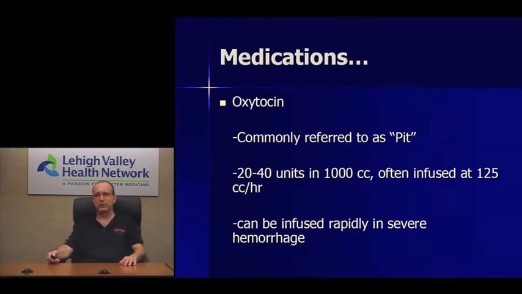The Pitocin, sometimes we'll see this when we're picking up a patient. Called oxytocin, Pitocin, or just Pit for short. And they'll usually, if they're using it to induce labor, they might just throw 20 to 40 in a 1,000 bag and they'll infuse it about 125 an hour. They'll infuse it more rapidly for a hemorrhage.